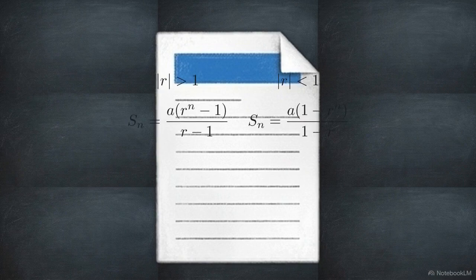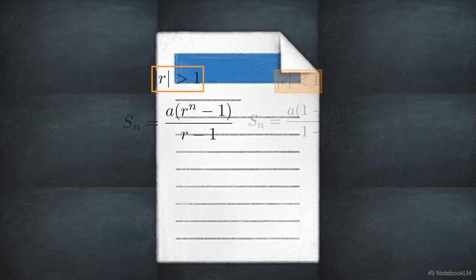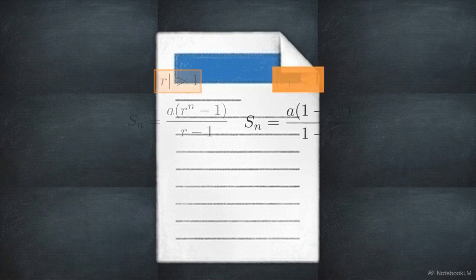Now we look at finding the total sum of a GP sequence. This formula sheet displays the two distinct equations for calculating the sum. The critical condition is the common ratio. You evaluate the absolute value of r. If it is greater than 1, you use the formula on the left. If it is less than 1, you use the formula on the right.